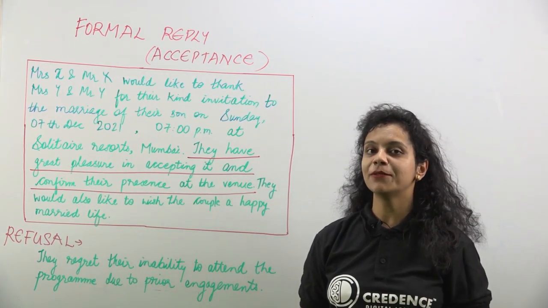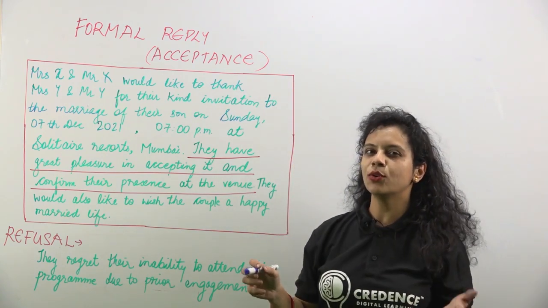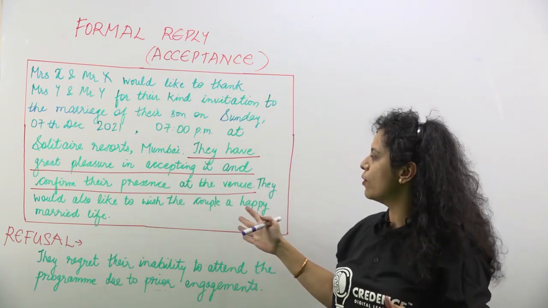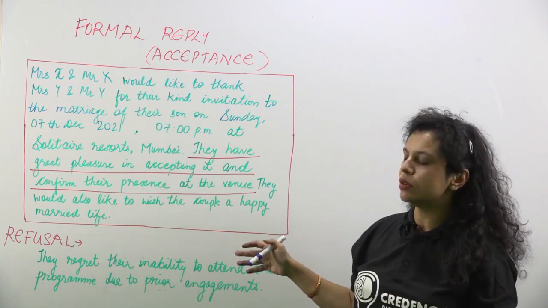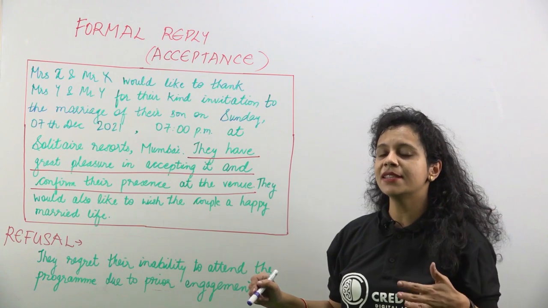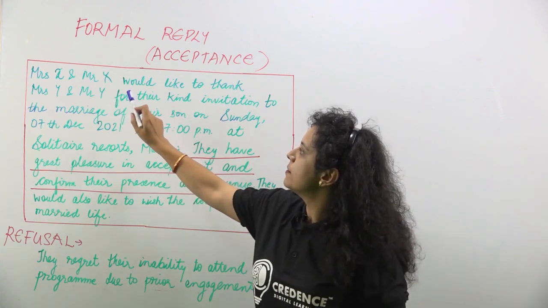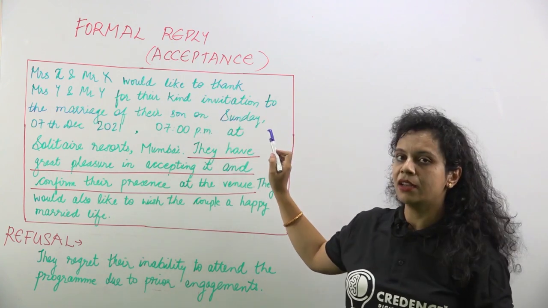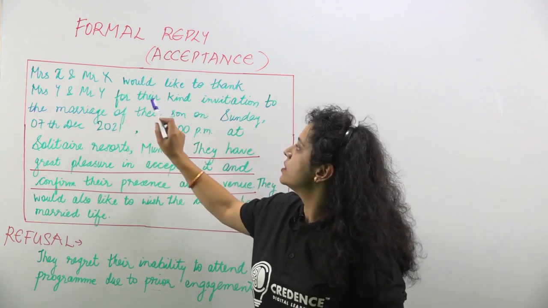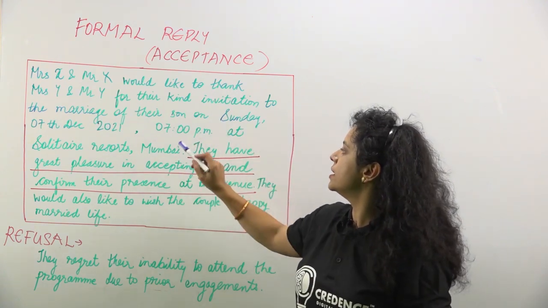So now starting with formal reply. Formal reply, first of all acceptance. As I told you, you will simply go by a simple format wherein you will make a rectangular box and just write the content. Your content is going to remain the same, just by-heart it with small little changes. Mrs. X and Mr. X would like to thank Mrs. Y and Mr. Y for their kind invitation to the marriage of their son on date, time and venue.